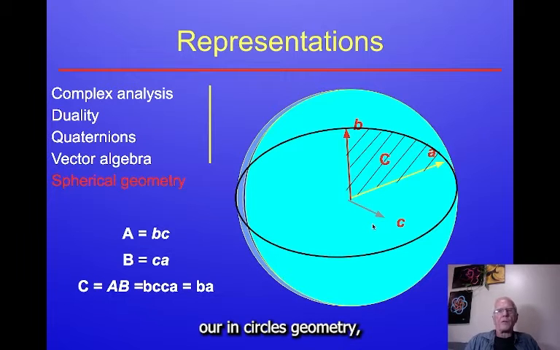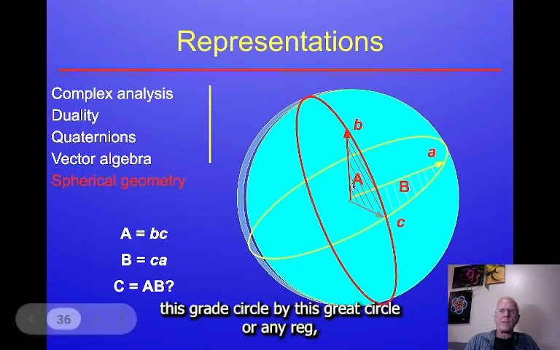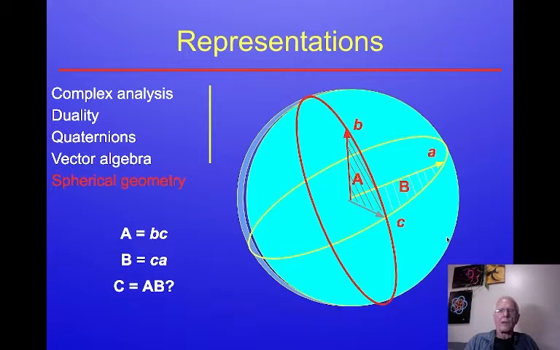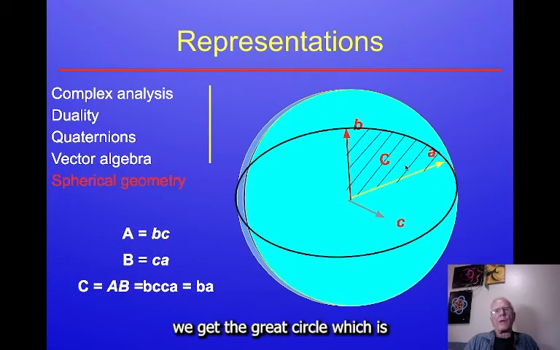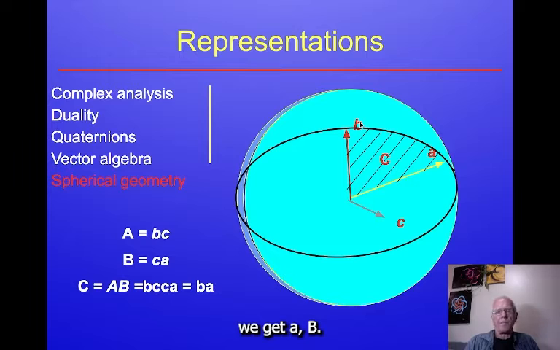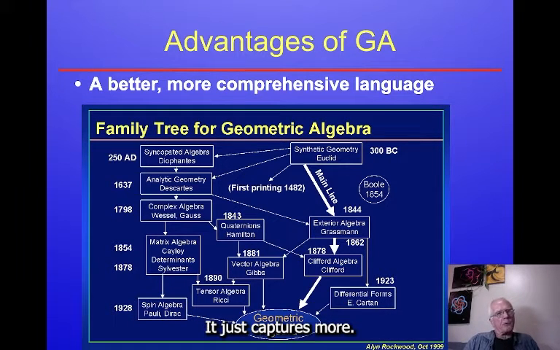So in spherical geometry, if we multiply this great circle by this great circle, or any bivector of those great circles together, we get the great circle which is connecting B and A. Instead of BC, CA, we get AB. So basically, geometric algebra is a better, more comprehensive language. It just captures more, it does more, and it's more intuitive for geometry.